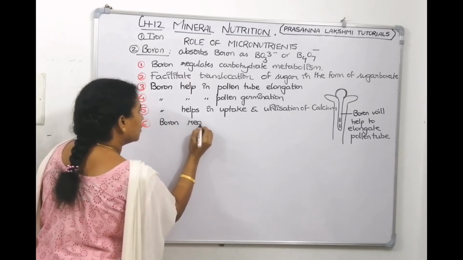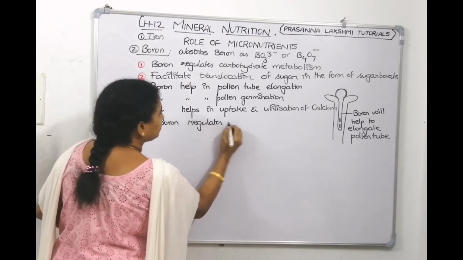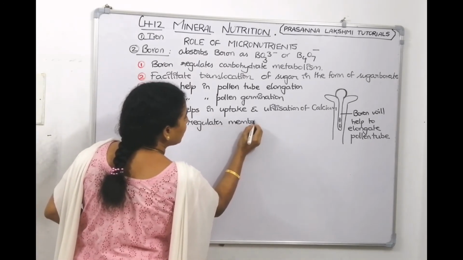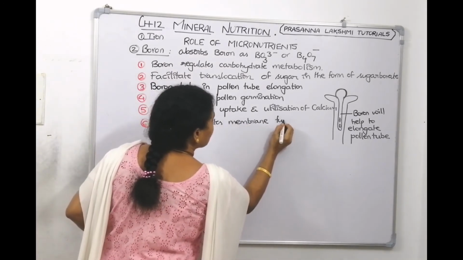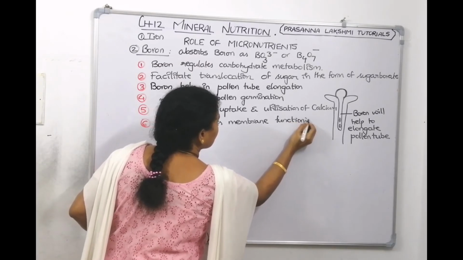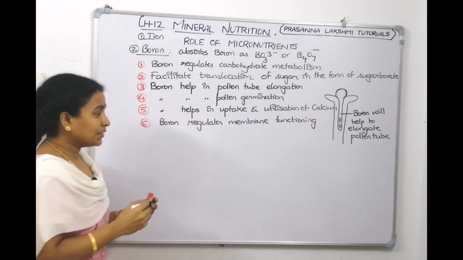Boron regulates membrane functioning. So boron helps in cell elongation.